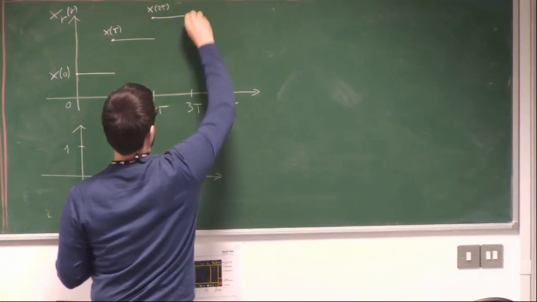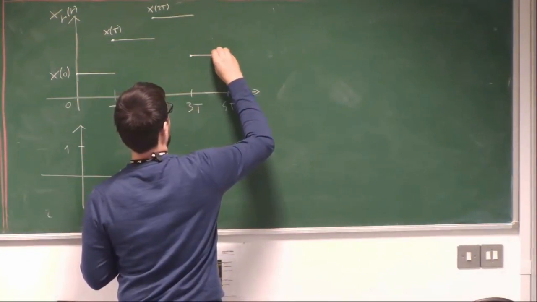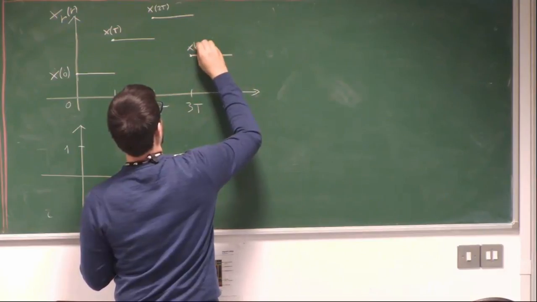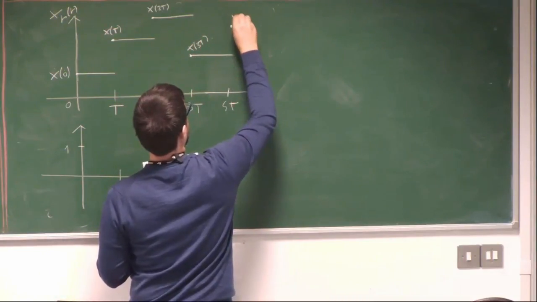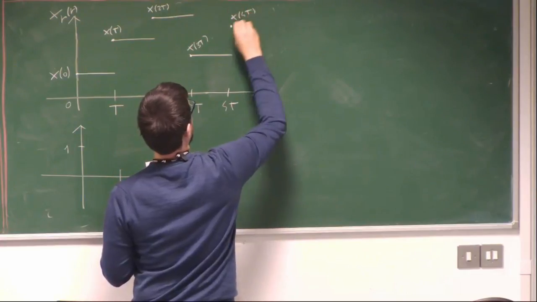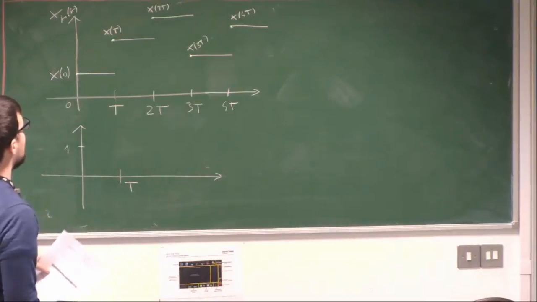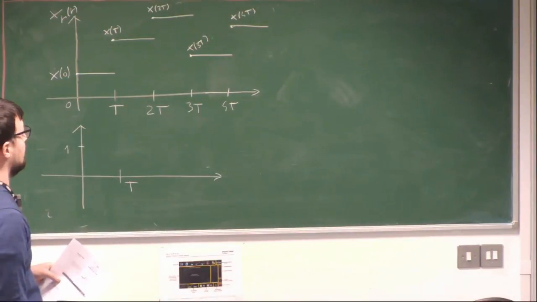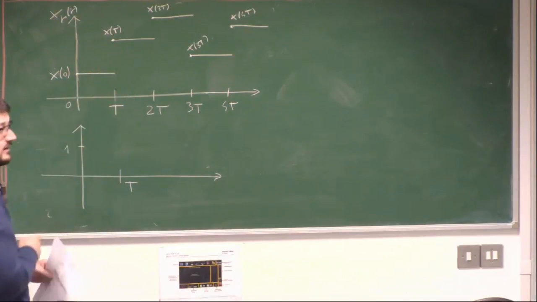And you keep it constant. And let's say that the next value is over here, and then you keep it constant. So this is x of 3 capital T. And then we have this is x of 4 capital T, and so on, okay? So this is how the reconstructed signal may look like. So you take the sample and you keep it constant up to this next sampling time.